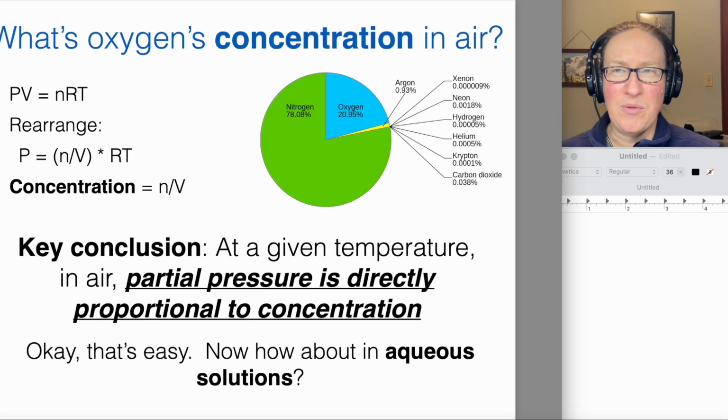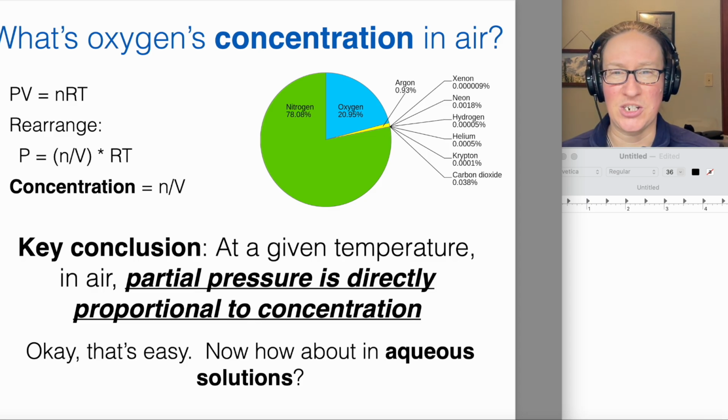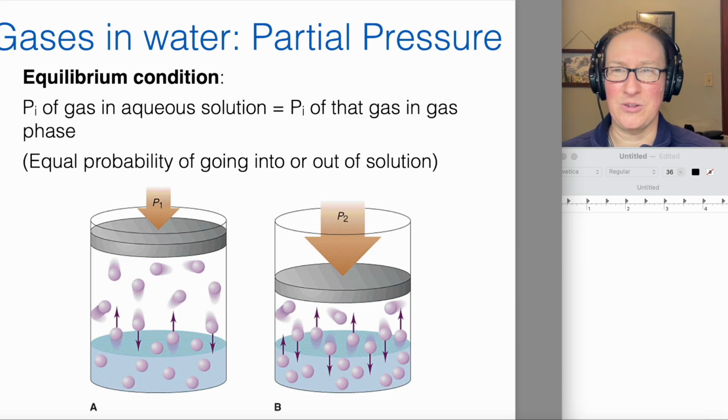All right, so again, we can determine oxygen's concentration in air just by rearranging the ideal gas law. And the main thing I want to emphasize here is that at a given temperature in air, partial pressure is going to be directly proportional to that gas's concentration. So that's pretty straightforward. So now we should turn our attention from air to aqueous solutions.